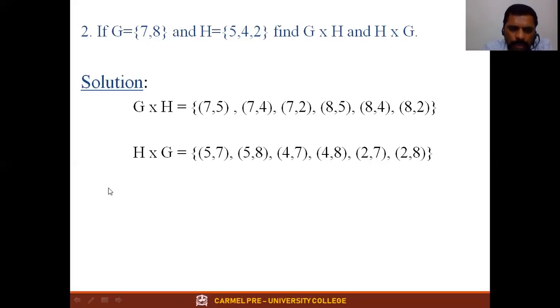Now which element should come first? All the elements of H should come first. What about G? All the elements of G should come second.